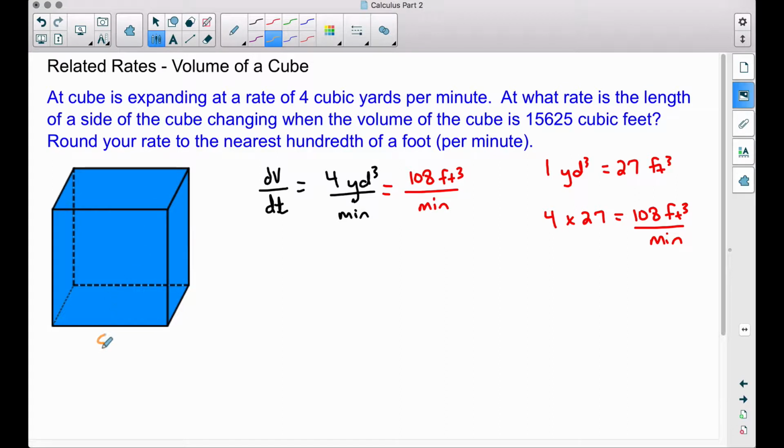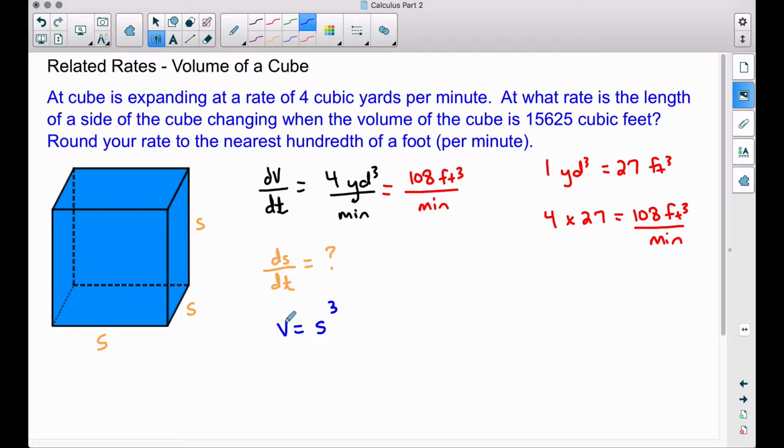So now our second sentence: at what rate is the length of a side changing? If we have some sides, I'll call them S, we're trying to find the rate at which these sides are changing when the volume is a particular value, in this case 15,625 cubic feet. Our ultimate goal is to find dS/dt. To do this, let's use the volume formula for a cube. We can take the side measurement for a volume, length times width times height, that's S times S times S. Therefore, the volume of a cube is S cubed.